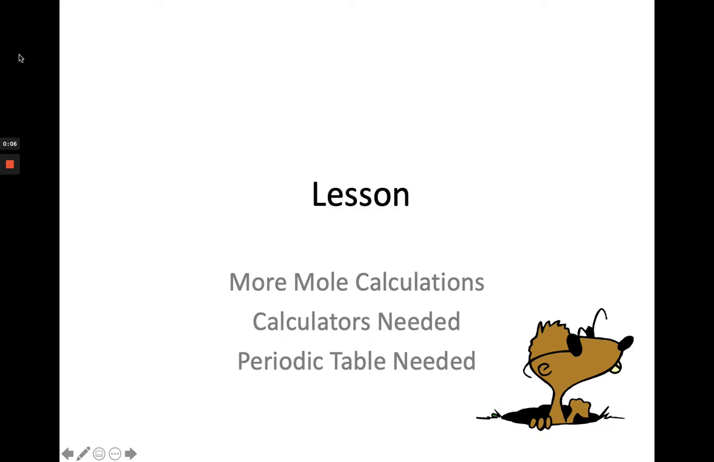Hi, chemistry students. This is your lesson on more mole calculations. You're going to need a calculator for this lesson and a periodic table. So if you don't have those available, please get them now before you start.